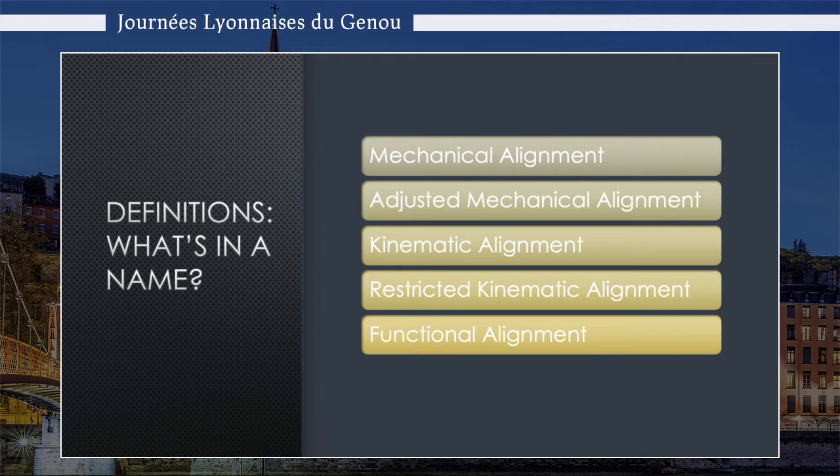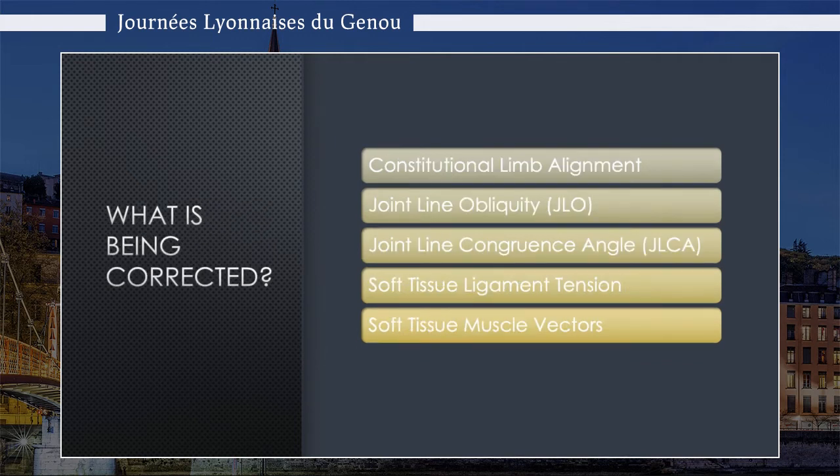And you can see these different terms. I think I probably only know what one of them actually means if you told me that's what you do. And it's because there's so many different things that we're trying to correct. Constitutional limb alignment, joint line obliquity, joint line congruence angle, soft tissue ligament tension, soft tissue muscle vectors, gait parameters being corrected. It's quite confusing.